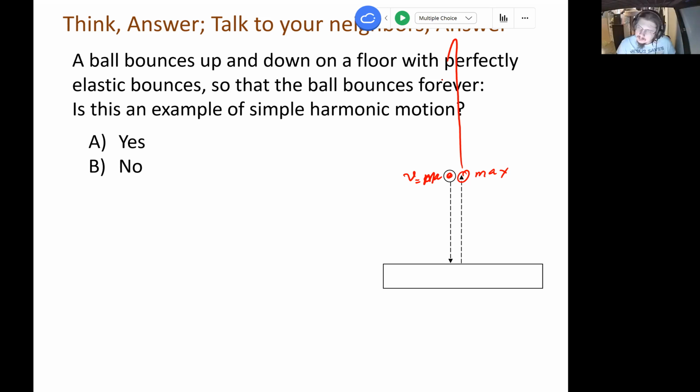I don't know. I mean, something to think about, isn't it? Yeah. I would think that they would cancel out and it would just bounce in that same position forever.